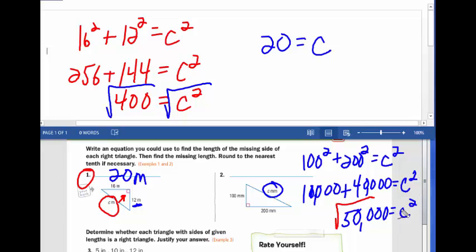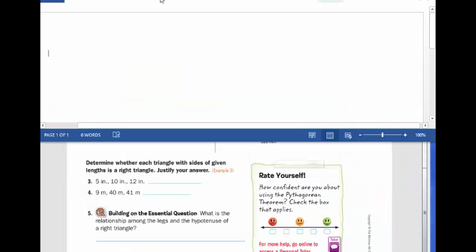Take the square root of those two, and we get 223.606. So we can round to the 6, and you can see here that we're in millimeters. So there's our two answers for problems 1 and 2. Now let's take a look at 3 and 4.